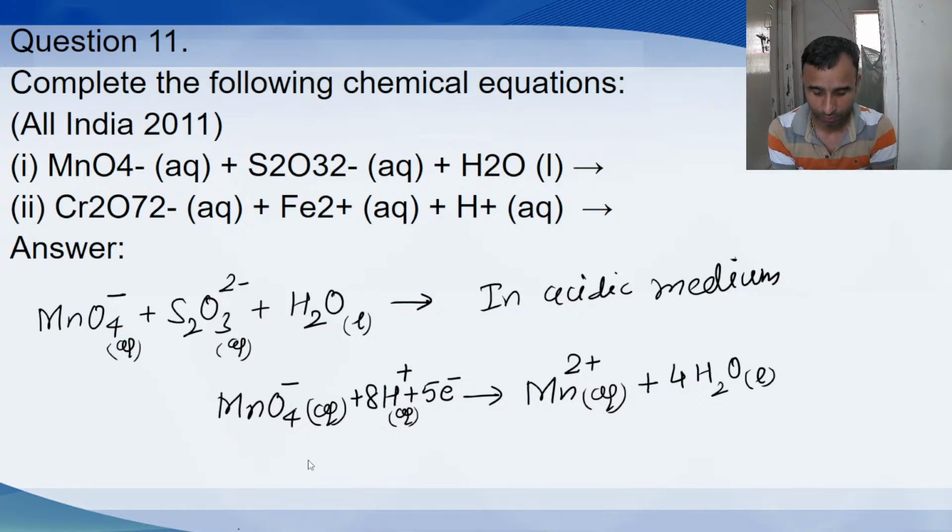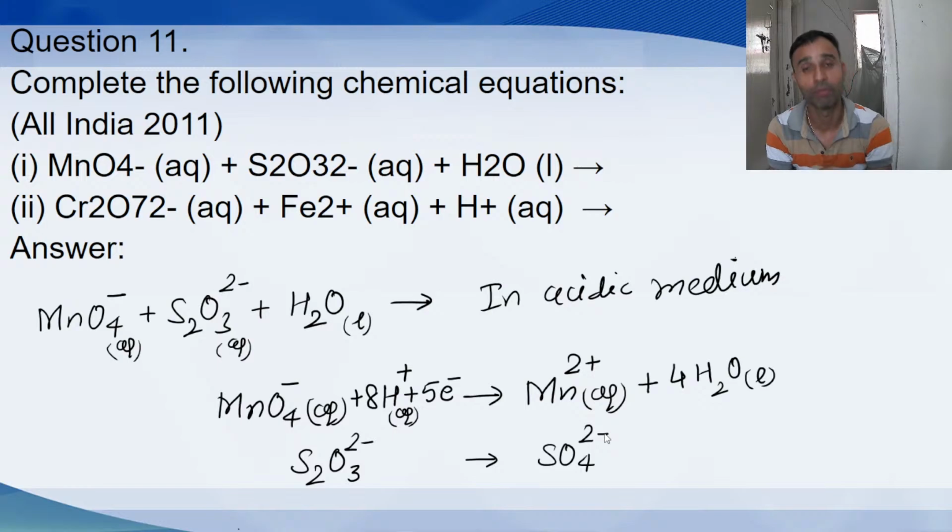Now second part, S2O3 2 negative, second half of the reaction. S2O3 2 negative will give SO4 2 negative. So what we do, we balance. First rule, that is in class 11, balance the atoms other than hydrogen and oxygen. So other than hydrogen or oxygen, there is sulfur. So we write 2 on the right side, so that sulfur on both sides is balanced.